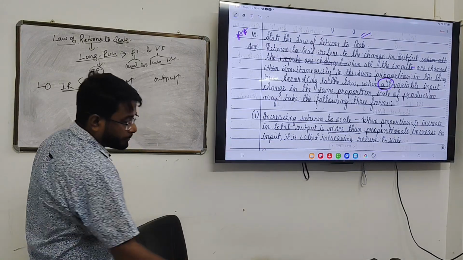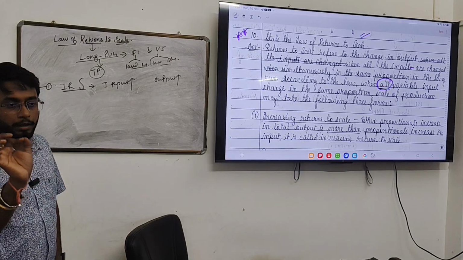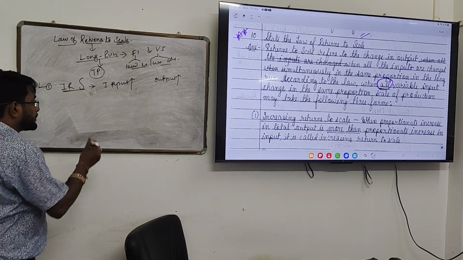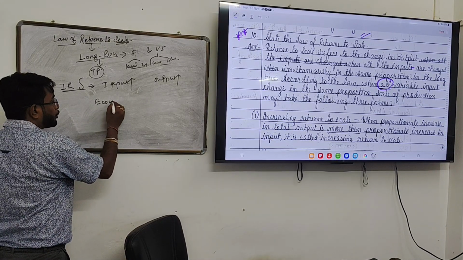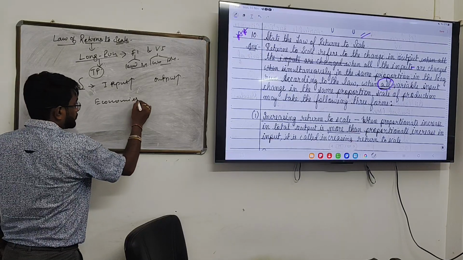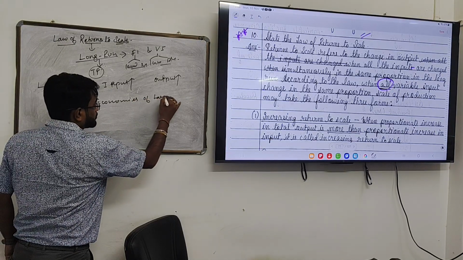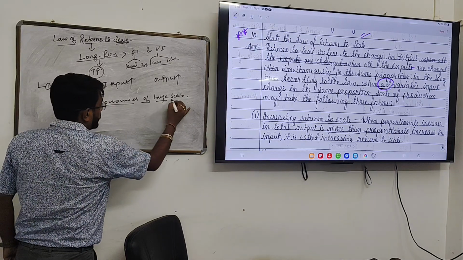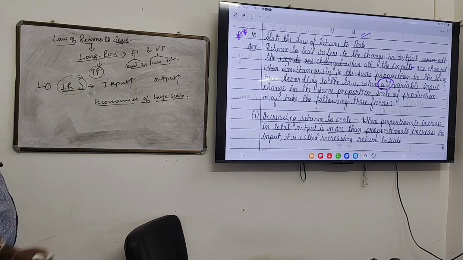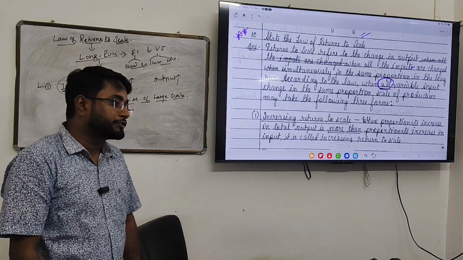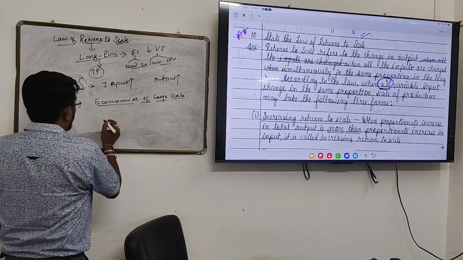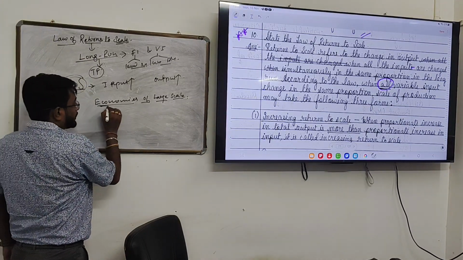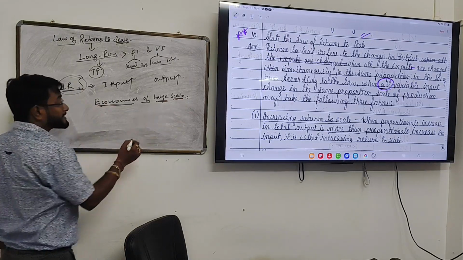This is happening because of a simple reason, and the reason is economies of large scale. What is this? আমরা কি বললাম, IRS কেন হচ্ছে, কেন increase in output is more than increase in input? Because of this factor, economies of large scale.